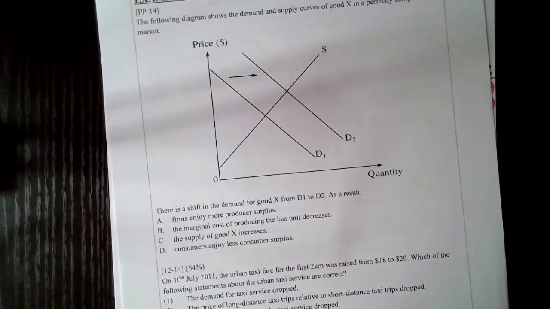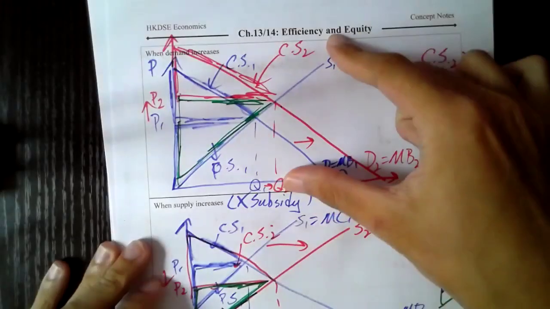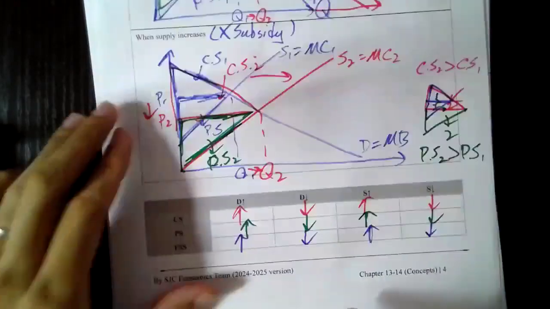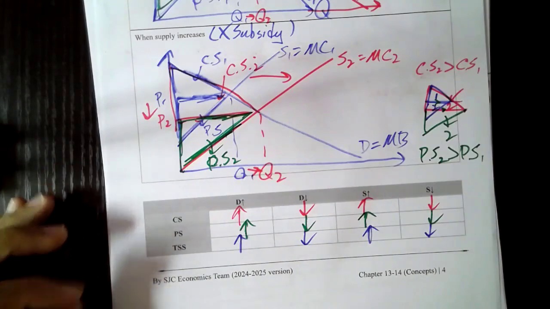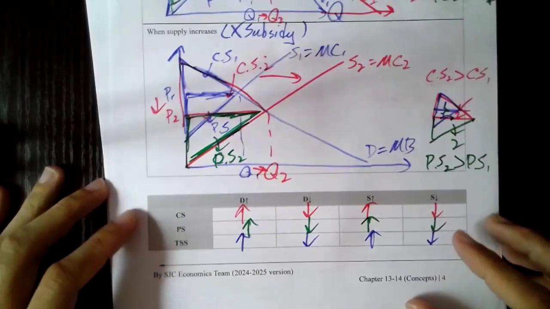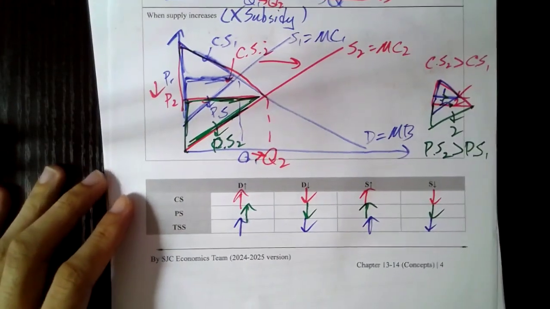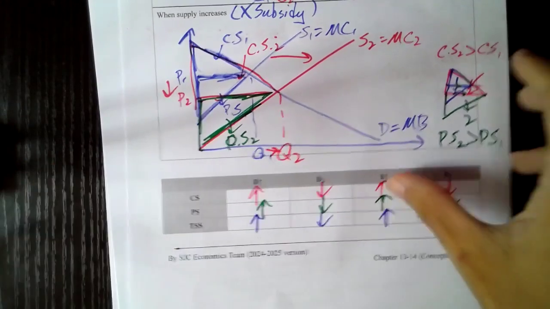Okay, 好嘛? So, in this video, we talk about demand changes, supply changes, and how it changes consumer surplus, producer surplus, and subsequently total social surplus. Okay, now that would conclude this video.